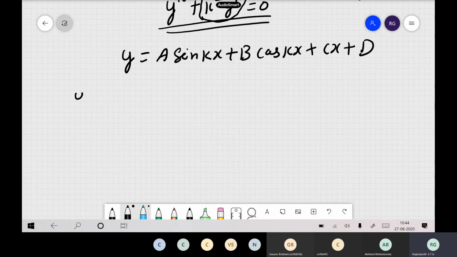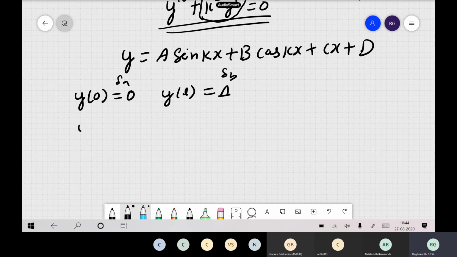Now the boundary conditions are: y at 0 is 0, y at L is delta. As I already told you, you can use y at 0 as delta A and y at L as delta B also, or you can use y at 0 as 0 but y at L as delta B minus delta A, which we are denoting as a capital delta. And then y dash at 0, so the slope is theta A, and y dash at L, so here the slope is theta B.